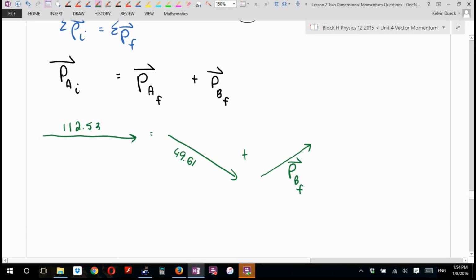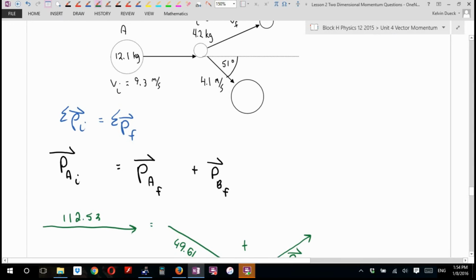Can you see the two things that I want to add together? Are they vectors? I'd like to add two vectors together. Any thoughts on how I might want to do that? Tip to tail, really, you don't say. I'm going to draw my triangle nice and big up here.